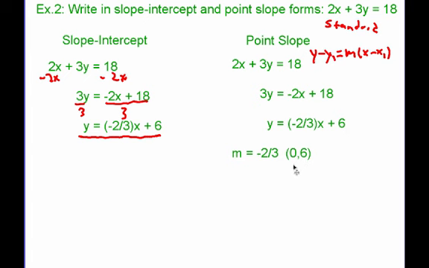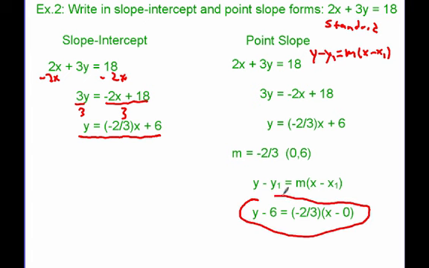So now I just take this information here, plug it into the general form: y minus y1 equals m times x minus x1. I plug in 6 for y1, so y minus 6. I plug in 0 for x1, and I plug in negative 2/3 for m. So my point-slope form is y minus 6 equals negative 2/3 times x minus 0. Now I don't have to do anything else. This is the equation in point-slope form.